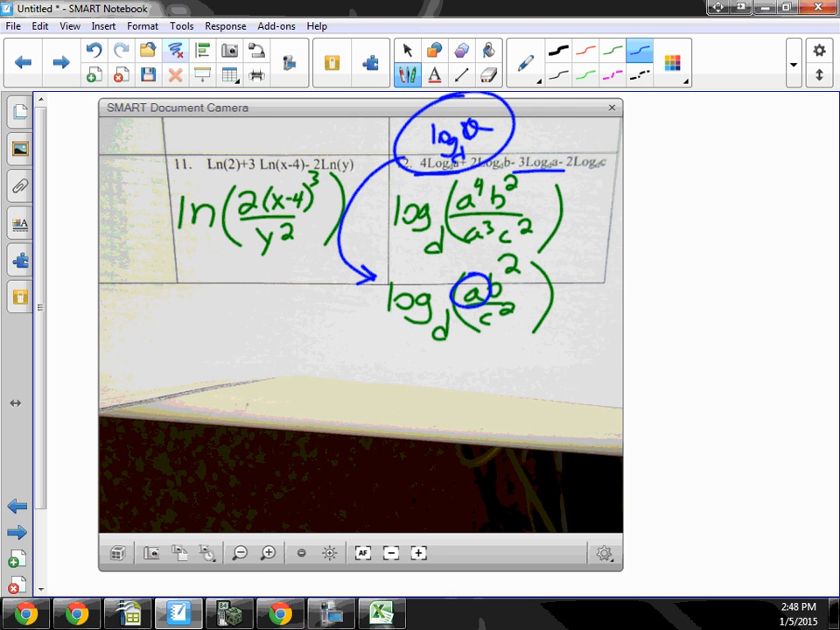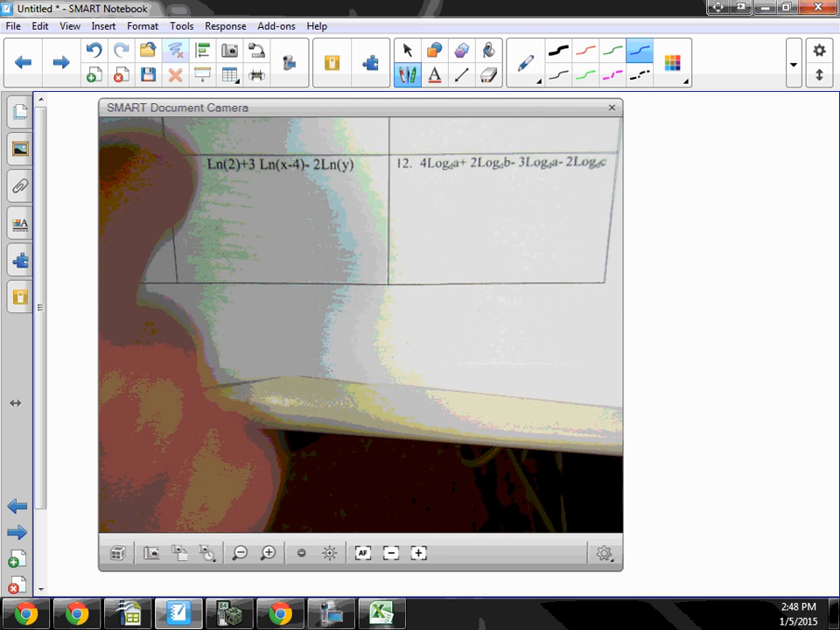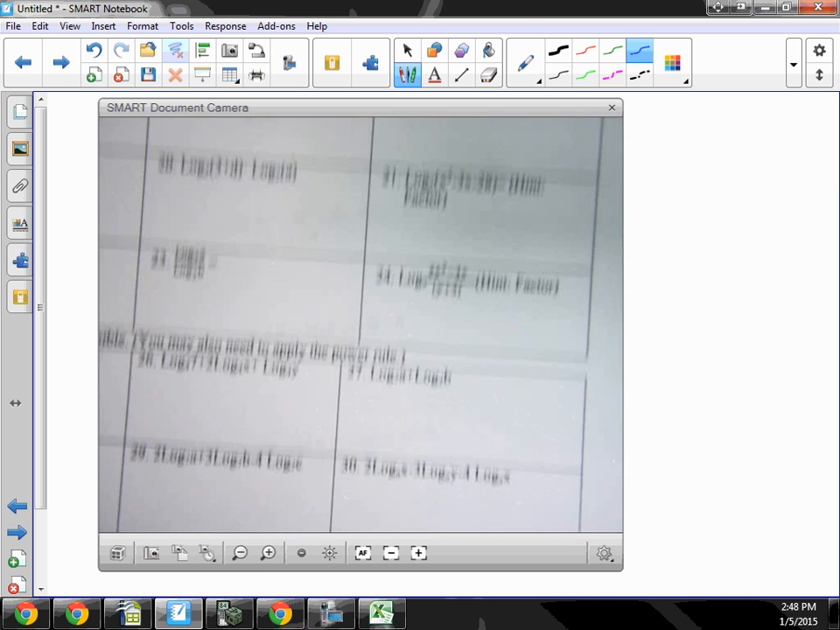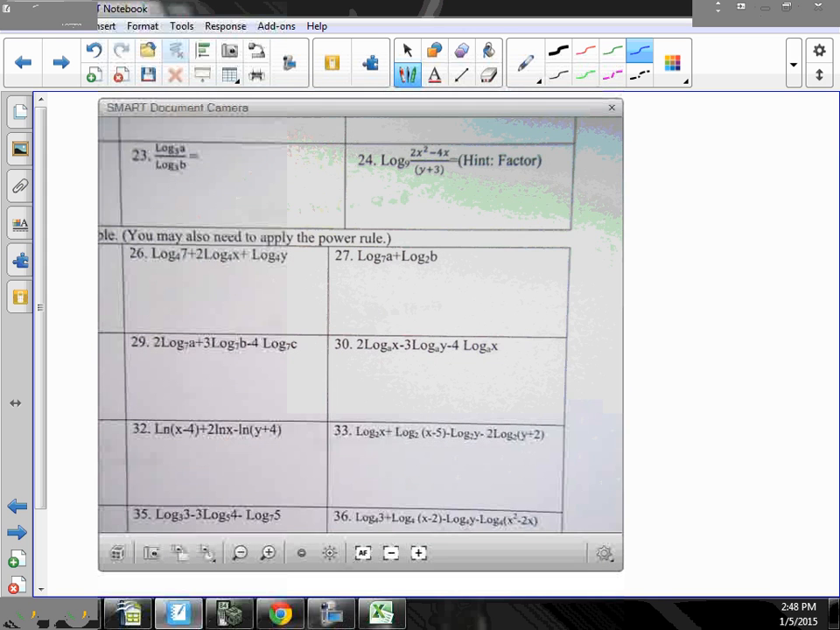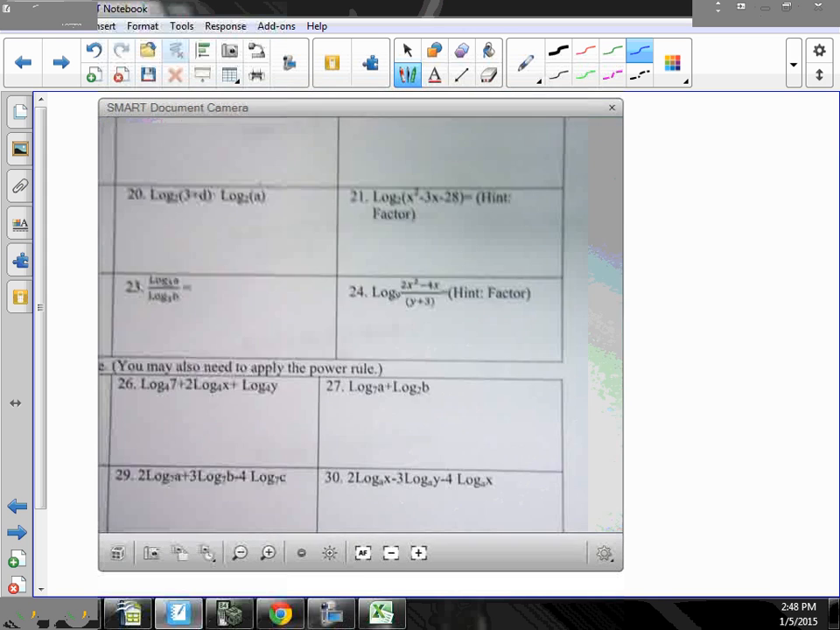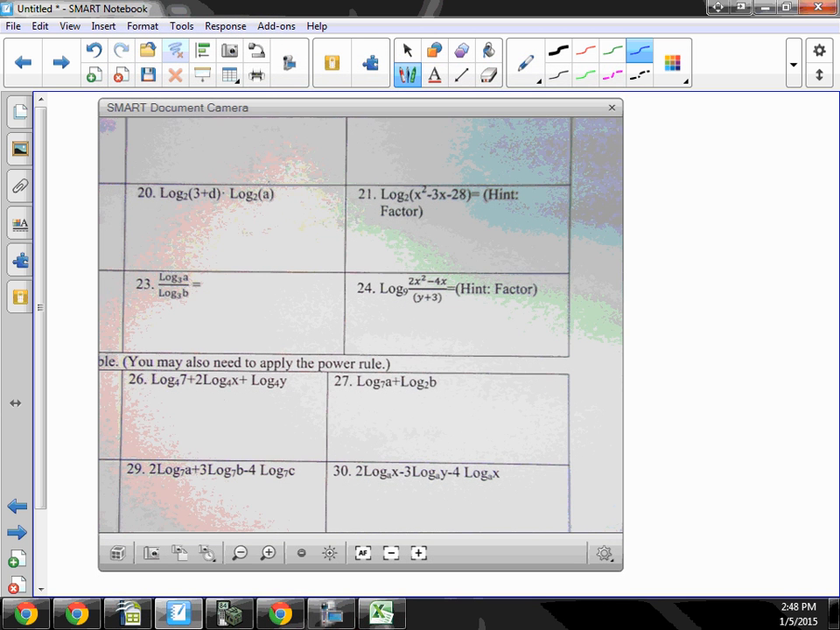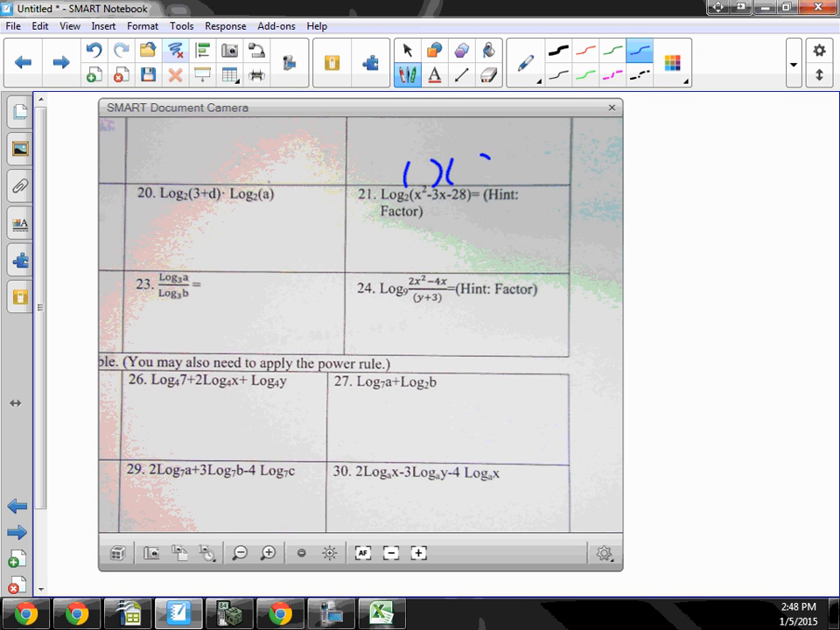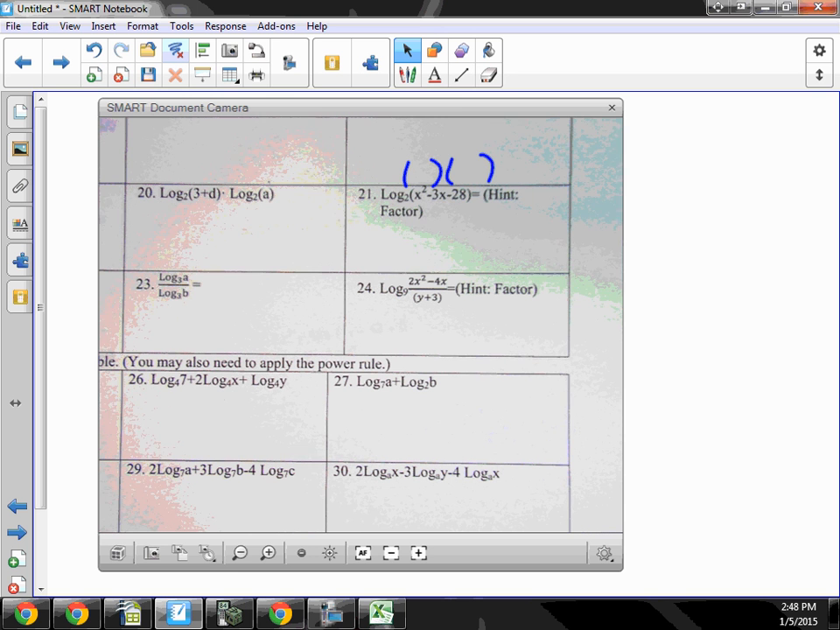So on the back side, all you're doing is converting from one version to the other. But if you look at number 21, can 21 be turned into multiple logarithms? Not in its current state. But if I factored it into 2 separate parentheses, then I could split it using the product rule. Okay? So, no solving, you're just converting from one version to the other, depending on whatever the instructions say.